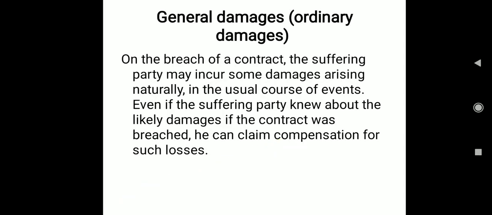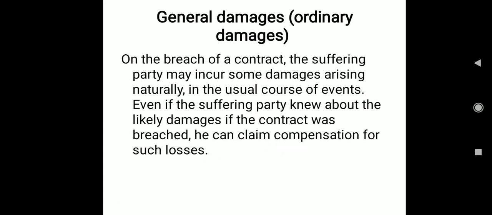So very first we have general or ordinary damages. Whenever breach of contract happens, the suffering party may incur some damages which arise naturally, in the usual course of events.